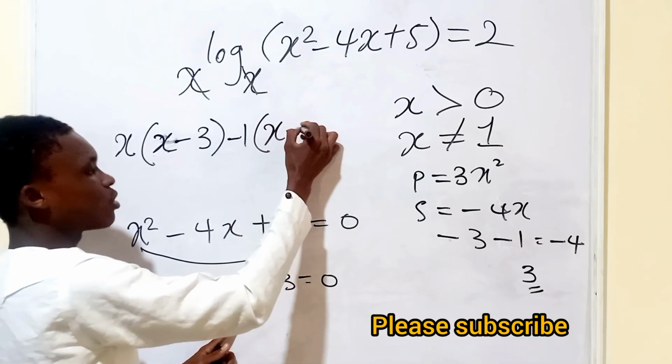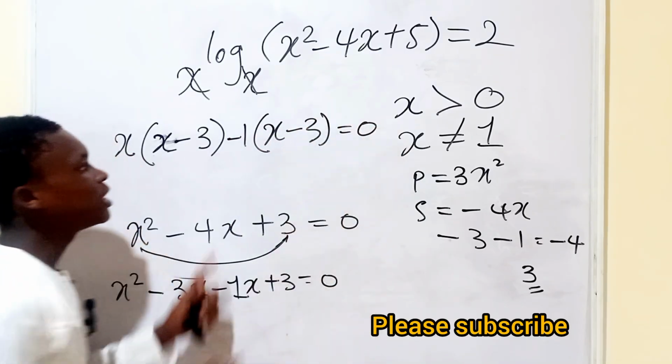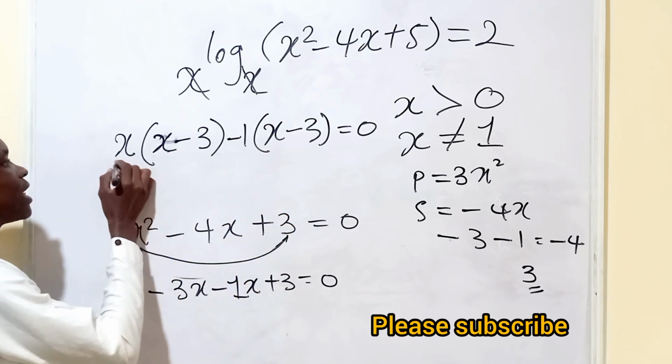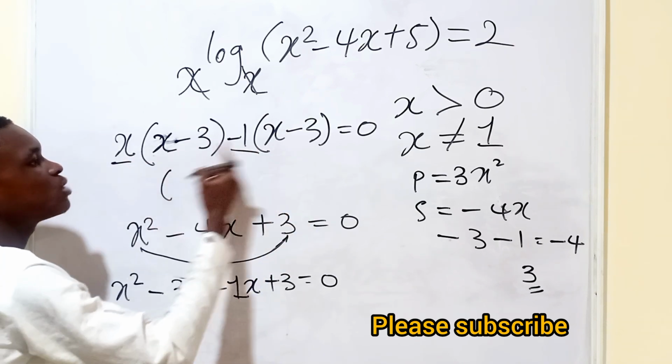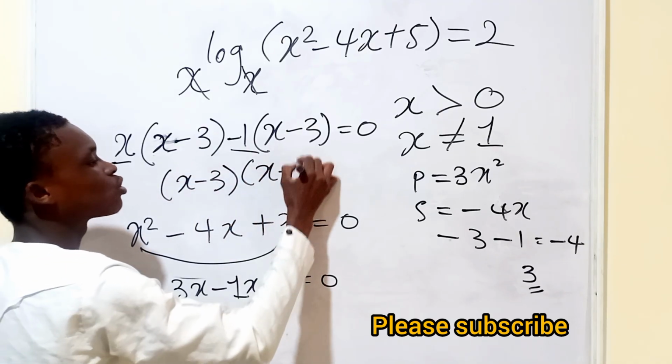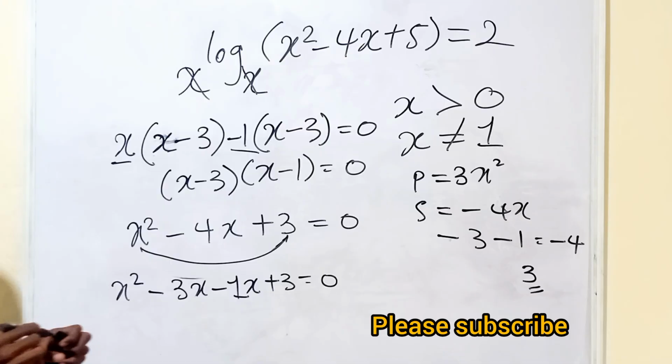And the brackets must be the same. Immediately you get this one, the two brackets must be the same. So let's take this and this, since these two are the same. So this is x minus 3 and x minus 1 equals 0.